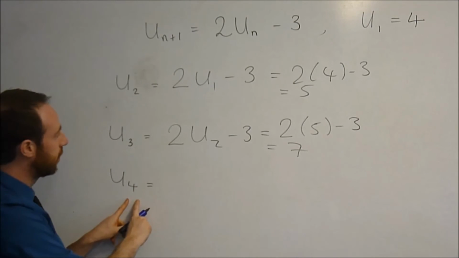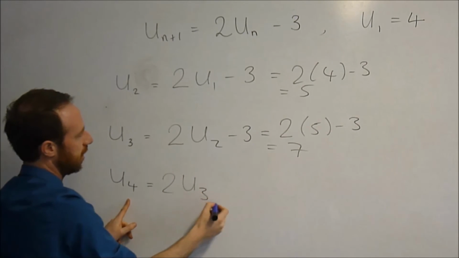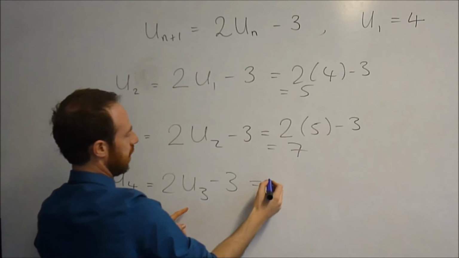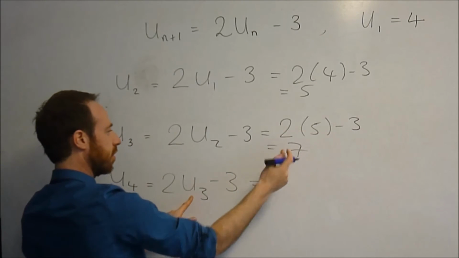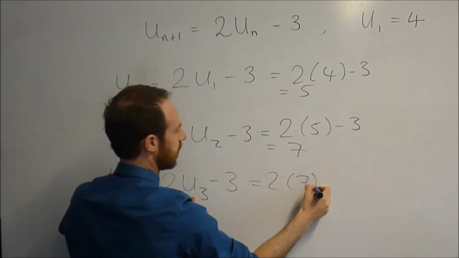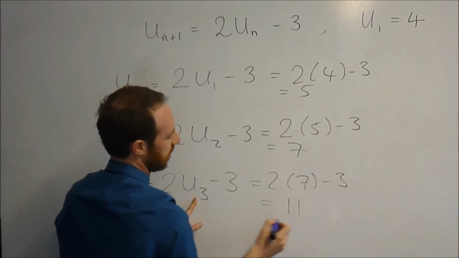Let's do one more. U4. Well, that's 2 lots of U3, take away 3. Well, we know what U3 is. It's the one before it, 7. 2 lots of 7, take away 3. That's 11.